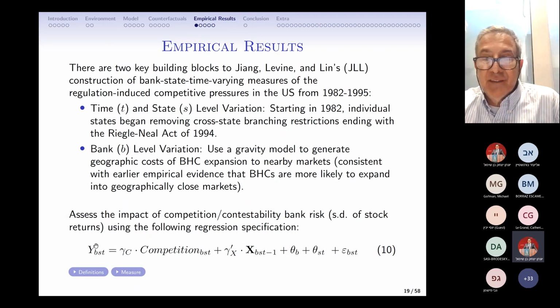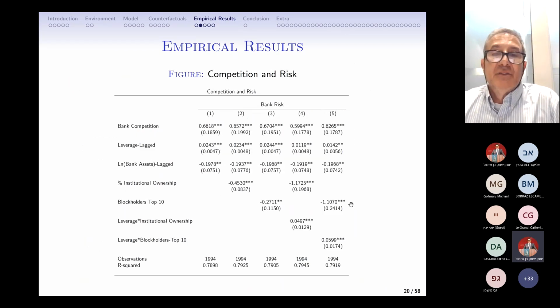So what I'll show you next are regressions of the standard deviation of stock returns. That's going to be the dependent variable, on time and bank-specific fixed effects and things that are important, like leverage of a bank, but also measures of competition and contestability that he's constructed. In the interest of time, here are the results.